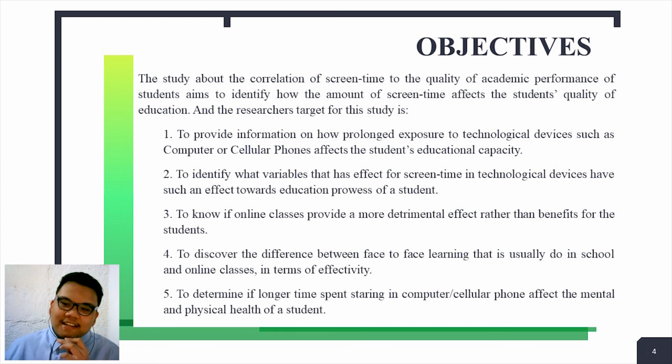Through this study, researchers can distinguish the difference of learning while looking at whiteboards and blackboards or through computer and cell phone screens. And lastly, number 5, to determine if longer time spent on computers or cellular phones affects the mental and physical health of a student.